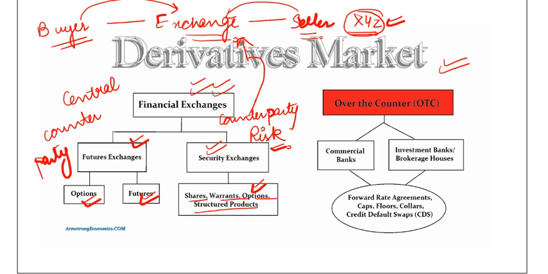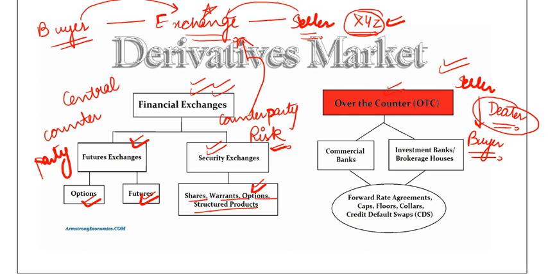And in the over the counter market, the seller and buyer approach each other without any kind of intermediary. If there is any intermediary, that will be a dealer, not more than that. So here there is an exchange and here there is a dealer. This is about over the counter, and in over the counter usually commercial banks, investment banks or brokerage houses are involved. Here we have forward rate agreements and interest rate caps, floors, collars. These are very technical instruments.